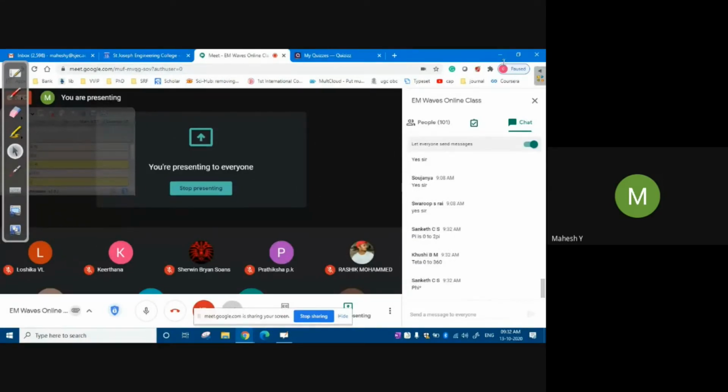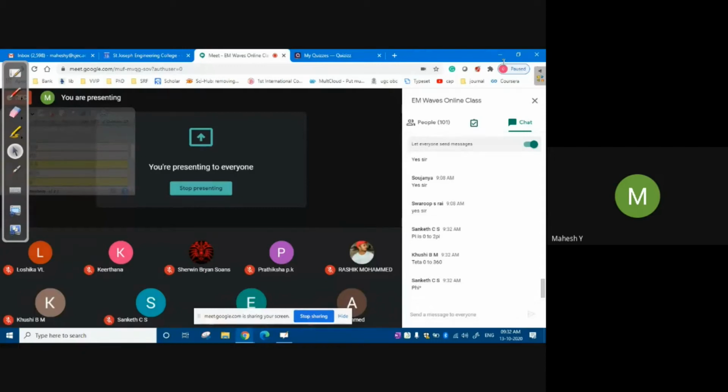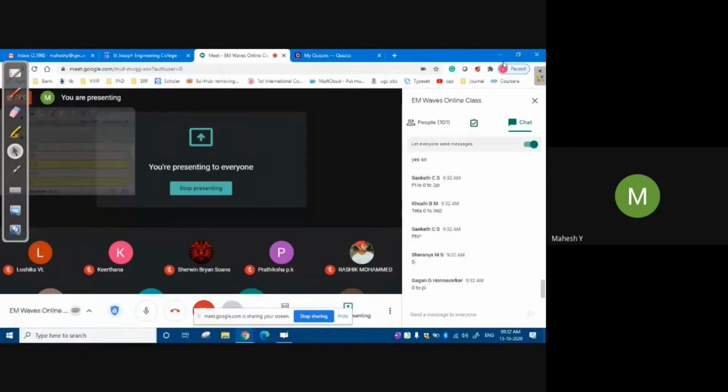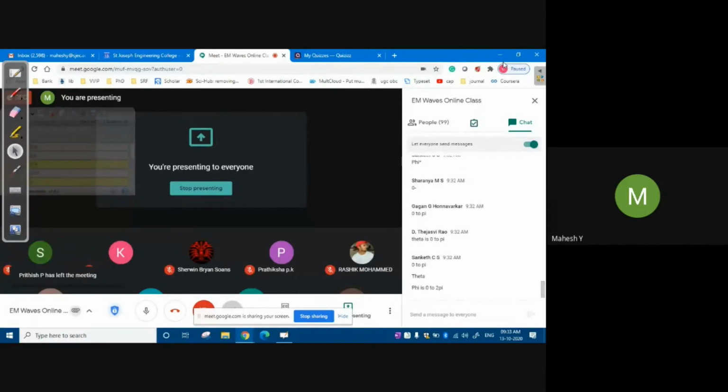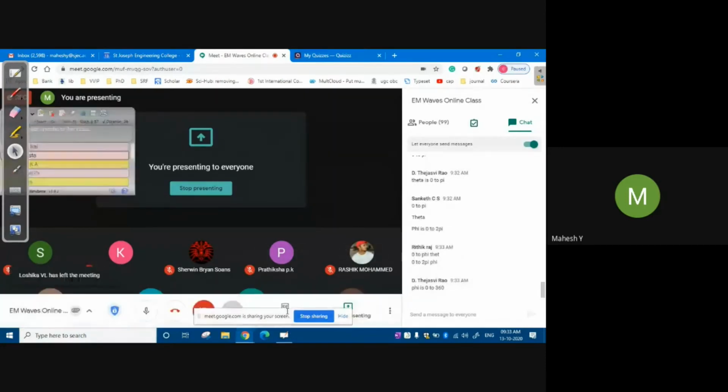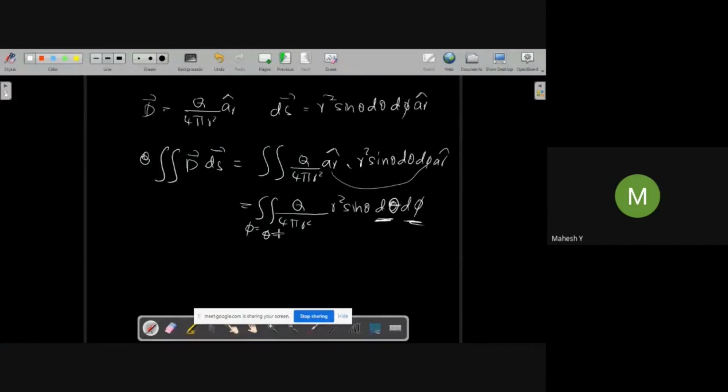Theta is not 0 to 360, Kushi. We have checked. What is the limit for theta? Gagan, 0 to pi for theta, yes, correct. Then for phi, yes, phi is 0 to 2 pi. Correct. So I have to integrate theta from 0 to pi and phi from 0 to 2 pi.